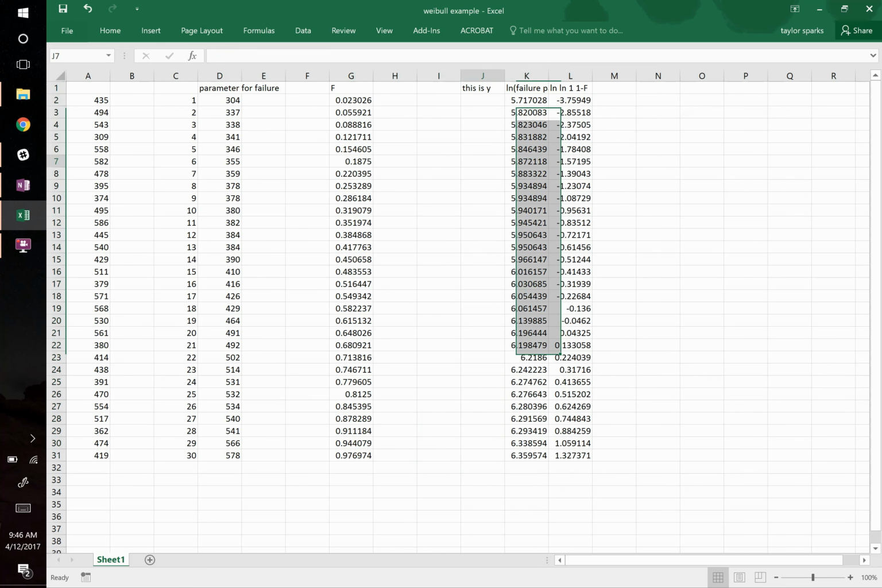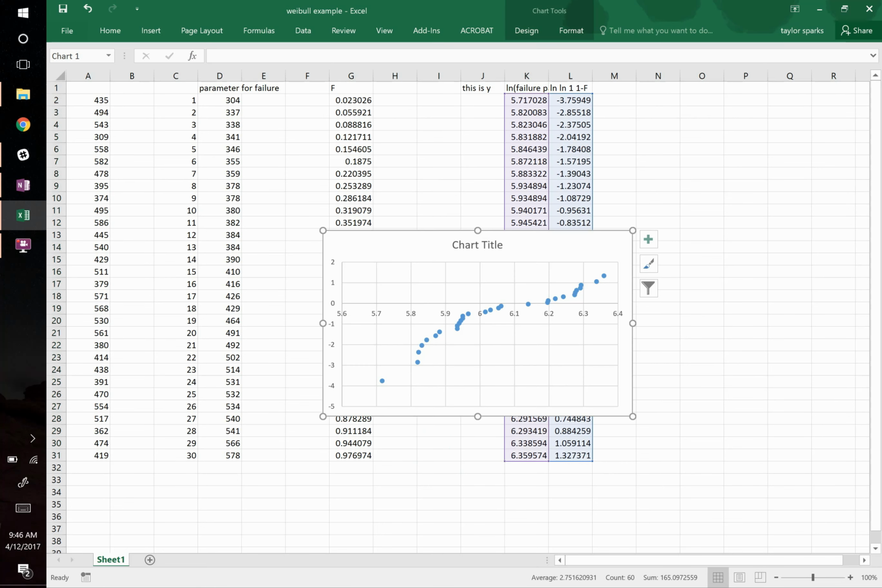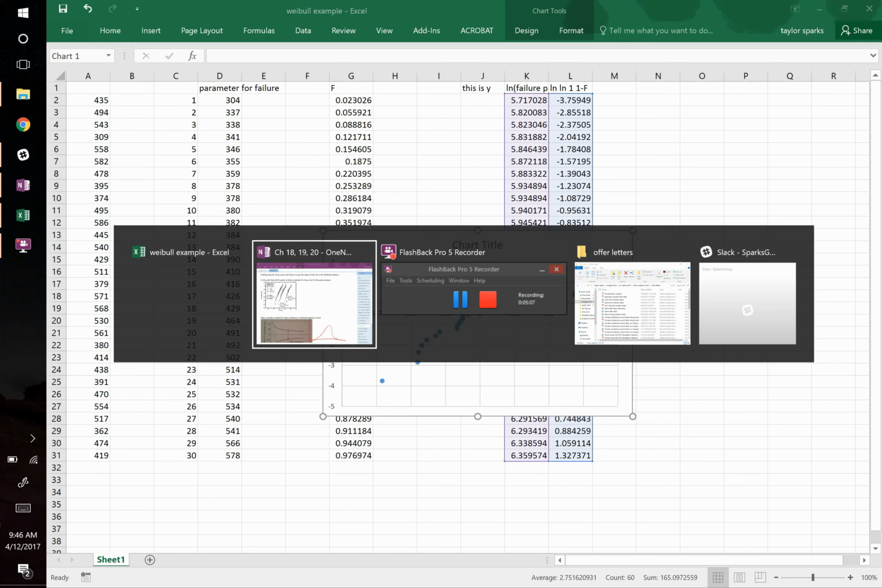Right? Now we plot these. What are we looking for now? Linear regression, and it's more or less linear. How do we know how well of a linear fit it is?